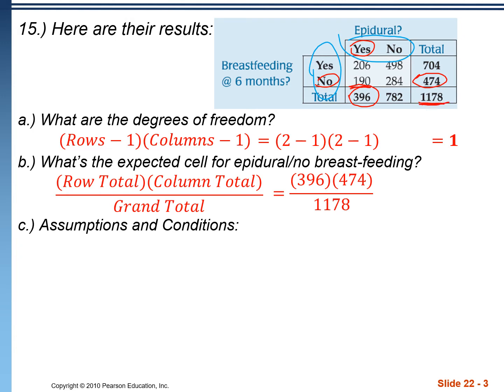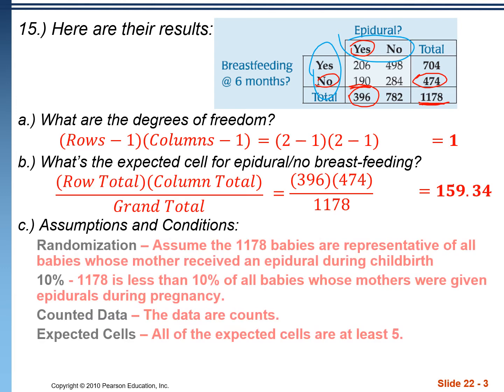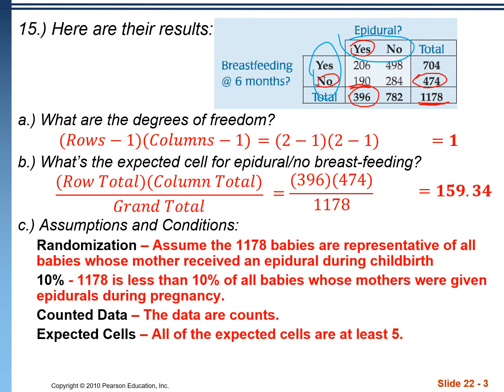That gives us what's expected in that cell if these two variables are independent, if the null hypothesis is actually true. We would expect to get 159.34 babies in that cell. Instead we got 190, so we got a little higher than expected. Assumptions and conditions, we've checked these a few times now.